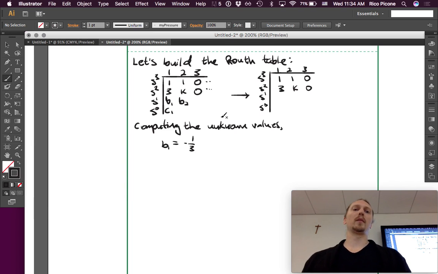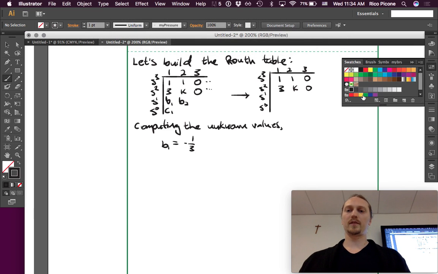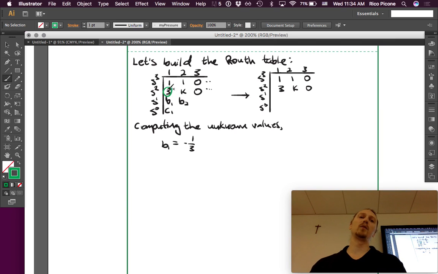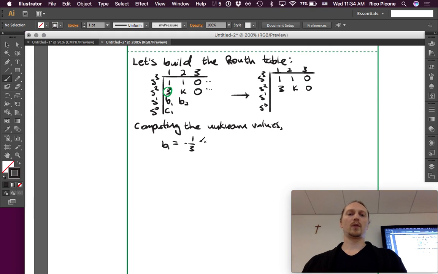Because if we look at the coloring here, we're going to divide, so all the b's are going to be multiplied by negative 1 over 3. Okay? And negative 1 over 3 times the determinant of which matrix?